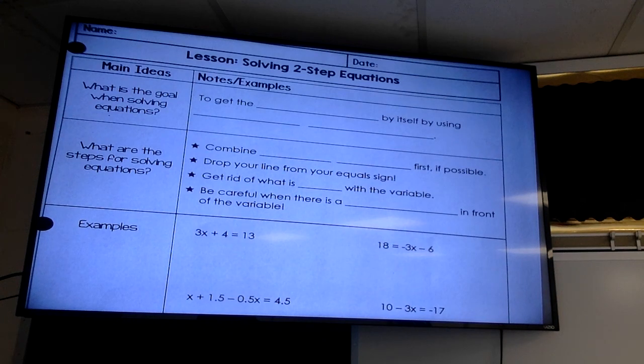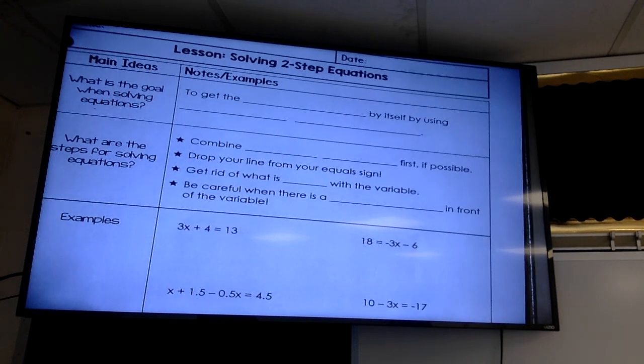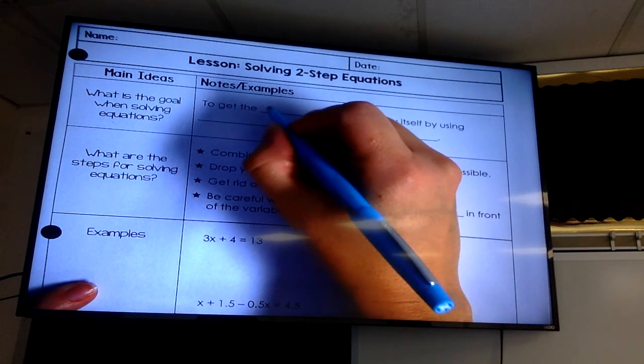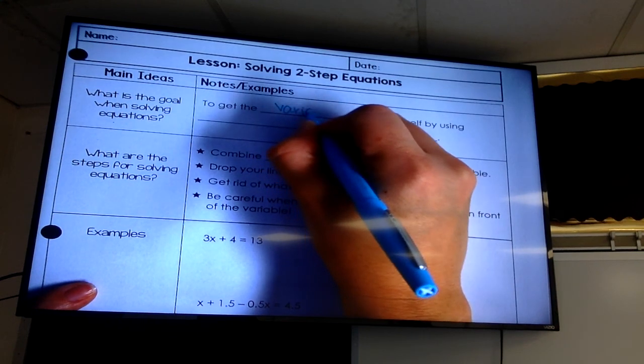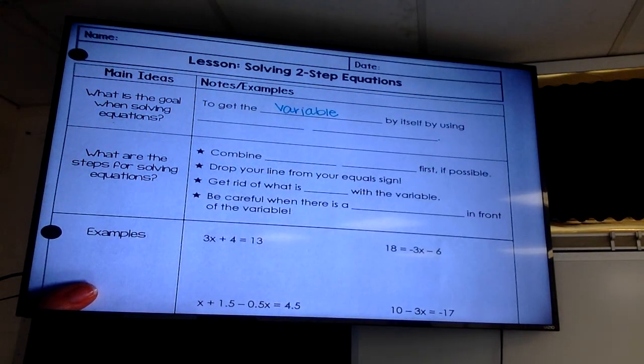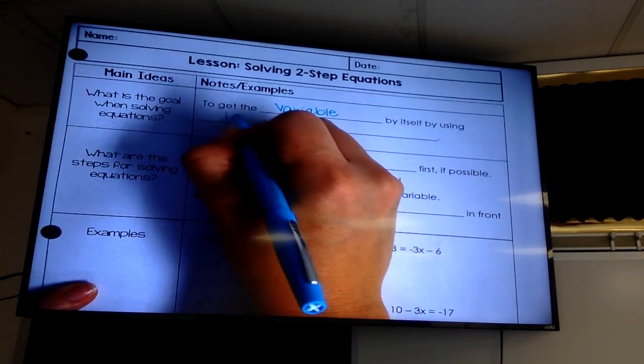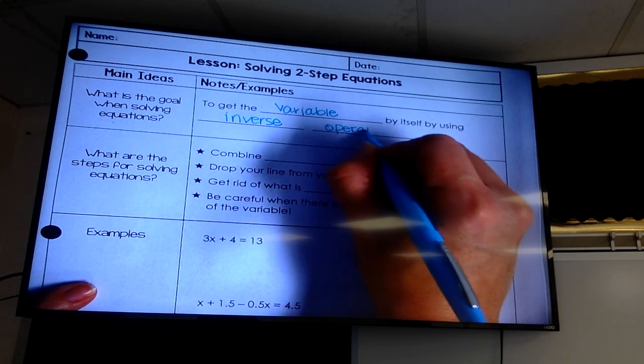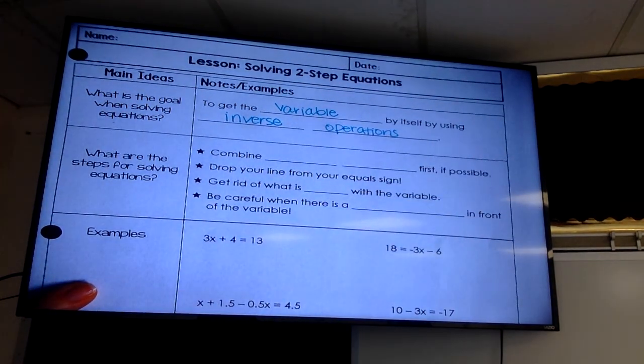Right, this is the second lesson of chapter 4, solving two-step equations. And it starts off by saying, what is the goal when solving equations? I think I mentioned it yesterday, but I'm going to mention it again today. The goal in solving equations is to get the variable by itself using inverse operations. Remember, our goal is to get that variable all by itself. We call it isolating the variable. We want it isolated. We want it all by itself. And the only way we can do that is by using inverse operations.